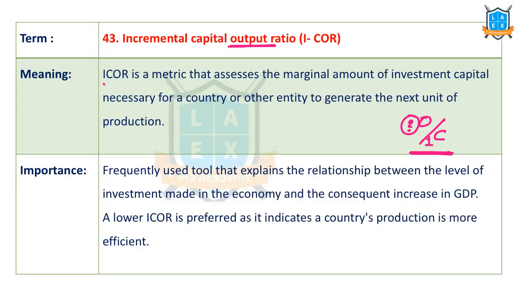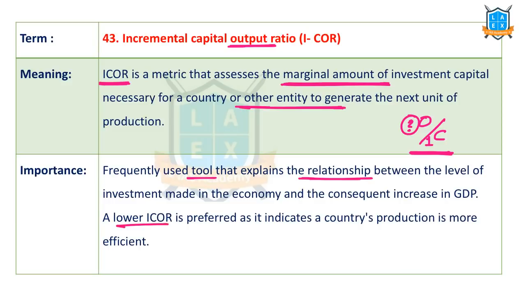So for that, there is this metric. ICOR, incremental capital output ratio, is a metric that assesses the marginal amount of investment capital that is necessary for producing one more unit. So that's considered a tool. This is used as a tool which explains the relationship between the level of investment made in the economy and the consequent increase in the GDP.